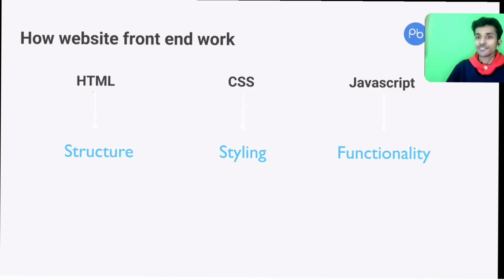Okay, then we have CSS, which is basically used for styling, and then we have JavaScript, which is used for functionality. In order to keep it simple, think of front-end development as making art. What are you doing? You're going in and making art. So think of yourself as a painter. You're a person who goes in and paints stuff.